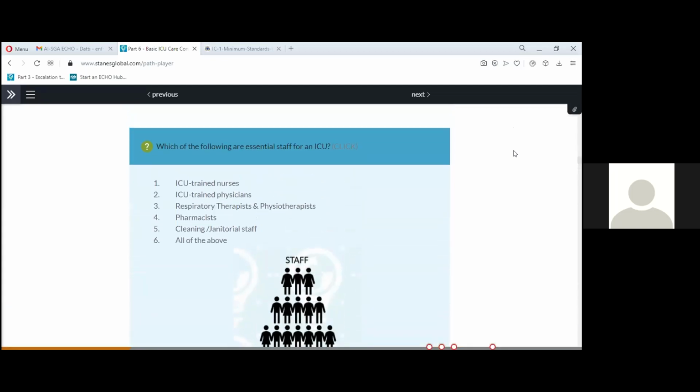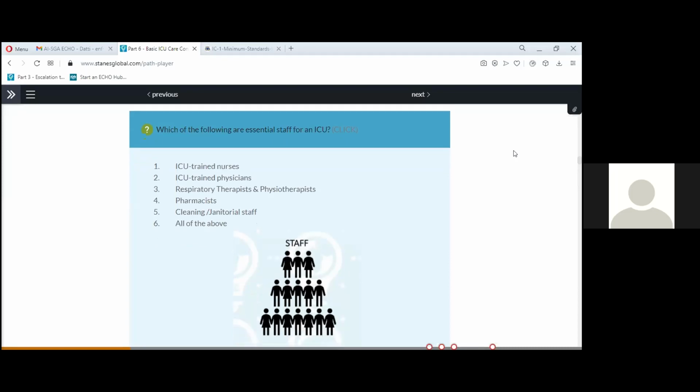These are the list of staff that are needed to improve patient care. In reality, all of them will improve the care of the patient in the ICU in different capacities. Number one, we have ICU trained nurses. In the ICU, as we are going to see later, there is a nurse to patient ratio. The nurses are the ones on the ground to detect problems in the patients, alert the physicians, and even make some interventions on the patients. So the ICU trained nurses are very important for patient care.